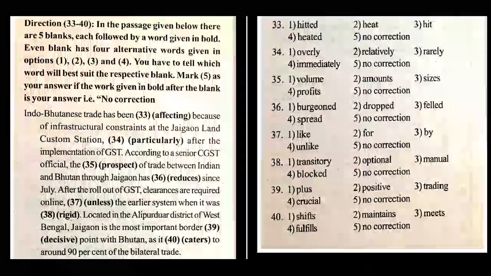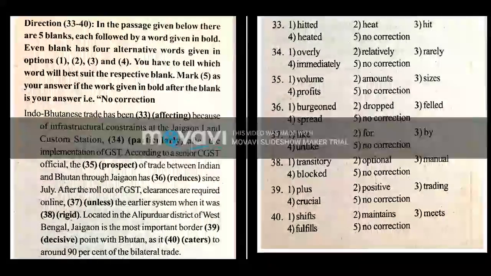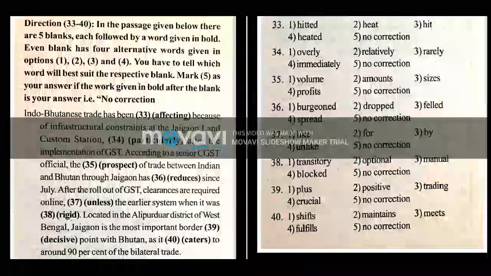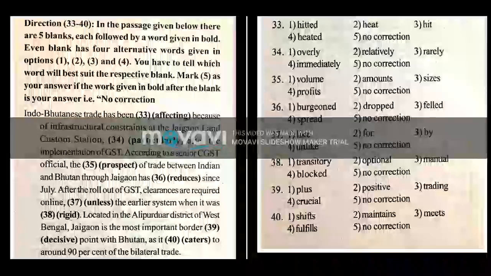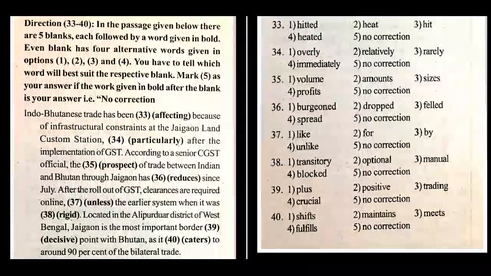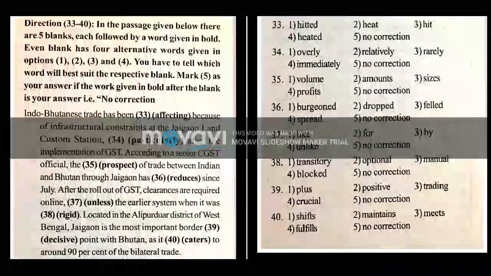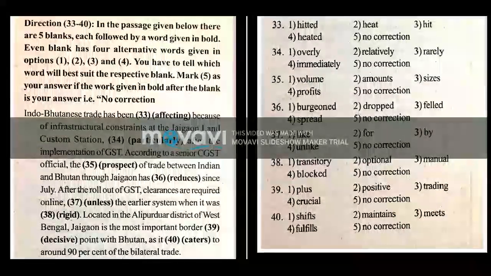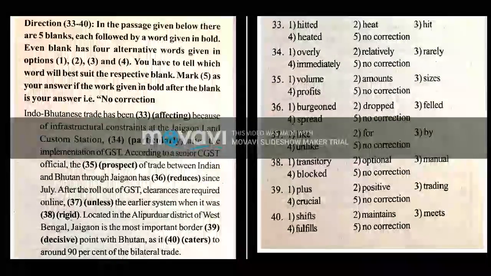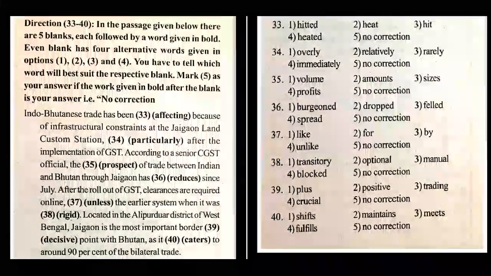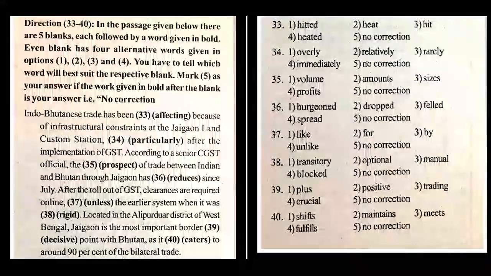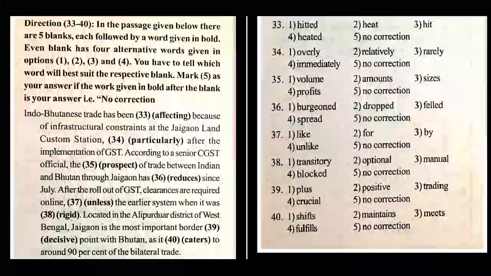After the rollout of GST, we are going to the next sentence. After the rollout of GST, rollout means the implementation. So here you can read this way. After the implementation of GST, clearances are required online. Okay, GST के implementation के बाद अभी ऑनलाइन में आपको क्लियरेंसेस की आवश्यकता पड़ रहा है. Dash the earlier system, please underline the word earlier system. This word here gives you the clue that पहले से इसी तरह का जो क्लियरेंसेस है तो उसका नीड नहीं आ रहा था, but अब आ रहा है.